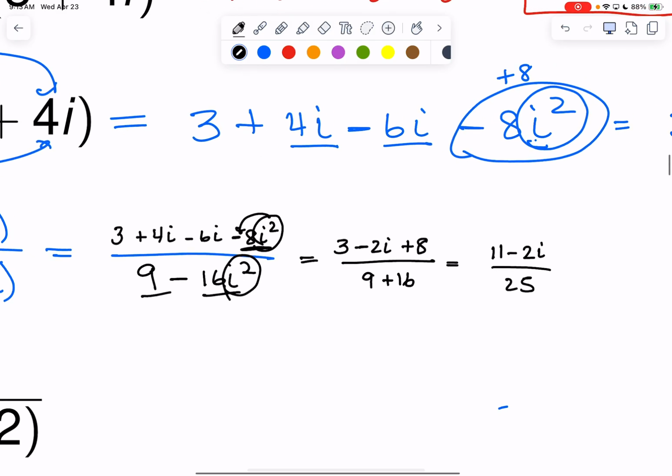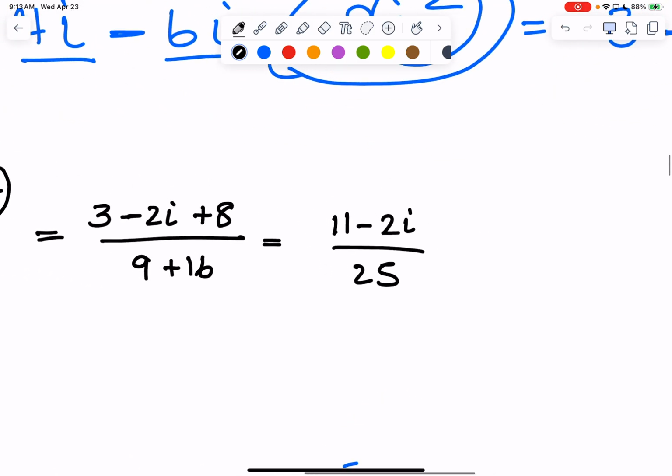And you're going to hate me now. You got to see, can you reduce this? Well, can anything go into everything? Don't worry about the i. Can any number go into all the numbers? No. Then it's simplified. You can't reduce it.